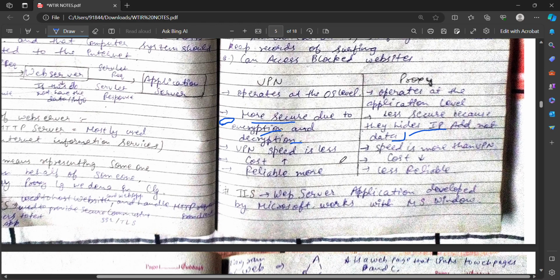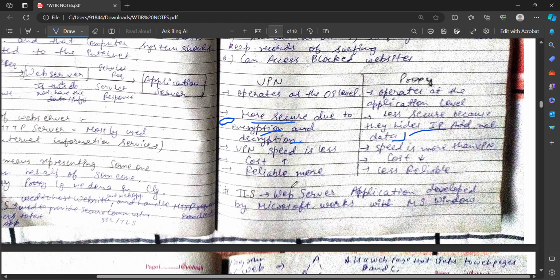In VPN, speed is also less, but in a proxy server, speed is more than VPN. So this is another difference: VPN is basically slow and the proxy server has a higher speed in comparison to VPN. That is VPN, you know, virtual private network we are talking about. If we talk about the cost, the VPN is basically costly and the proxy servers are less costly. You can say these are cheap and VPNs are expensive.